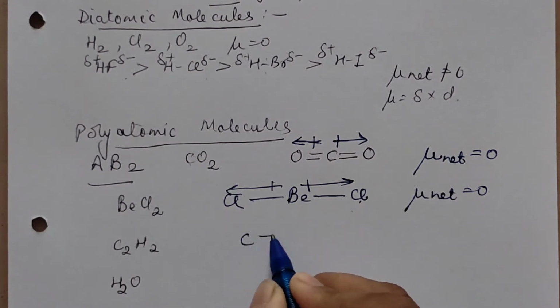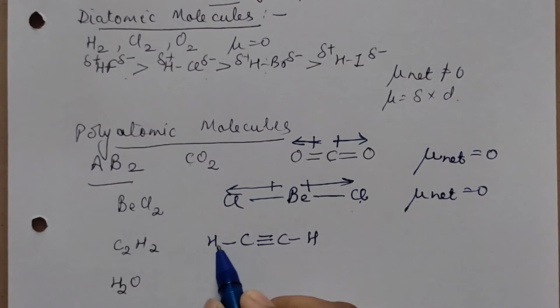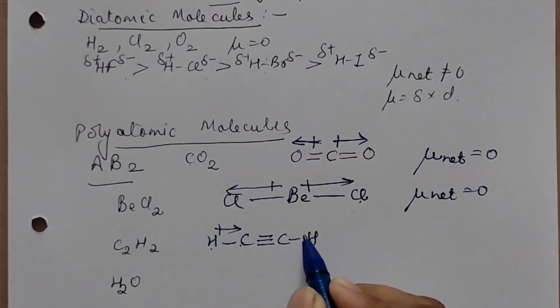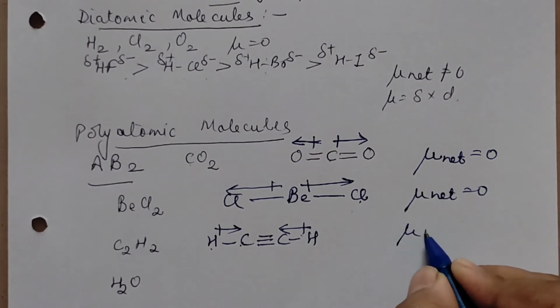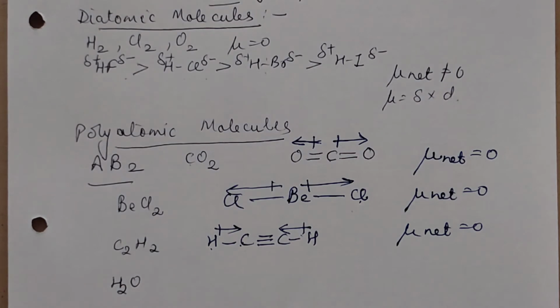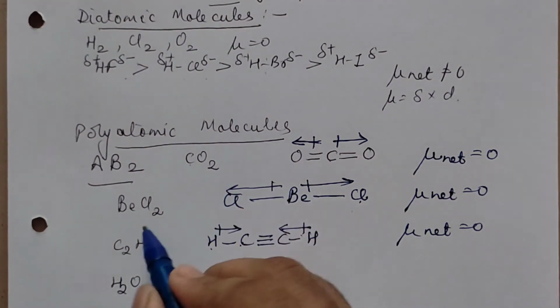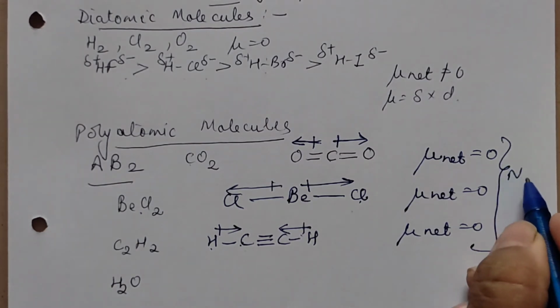C2H2. Let's draw its structure. It is acetylene or ethyne. Carbon is more electronegative; that we have done in periodic classification also. Carbon is 2.4 according to Pauling and hydrogen is 2.1, so carbon is more electronegative. This one is also more electronegative. The bond dipoles here are again equal and opposite in direction, so the net dipole moment will be 0. These three molecules, carbon dioxide, beryllium dichloride and acetylene, are non-polar molecules.